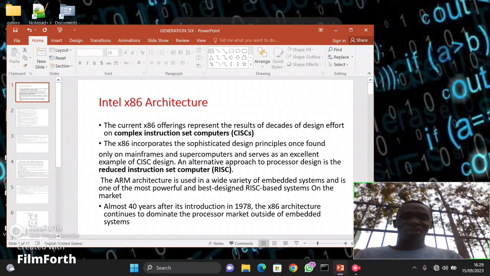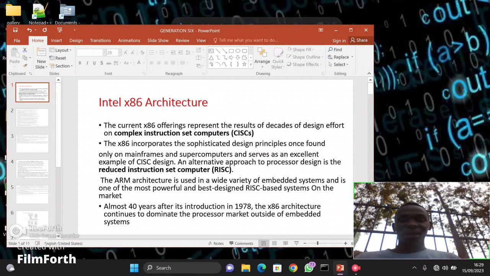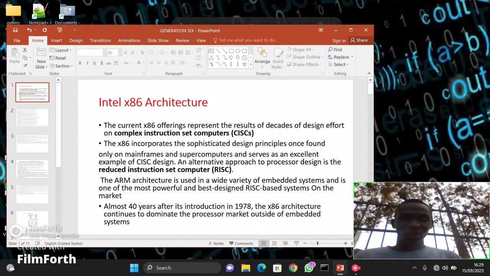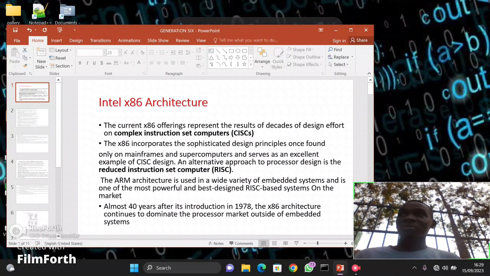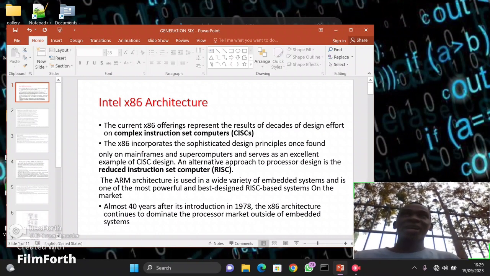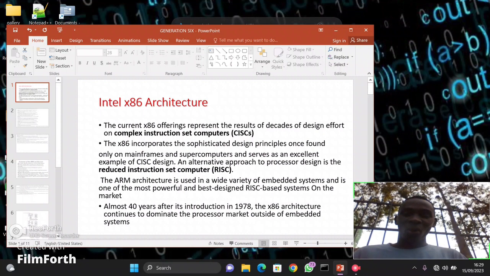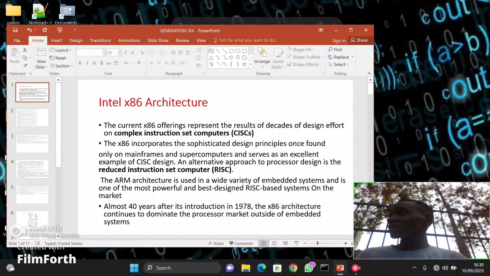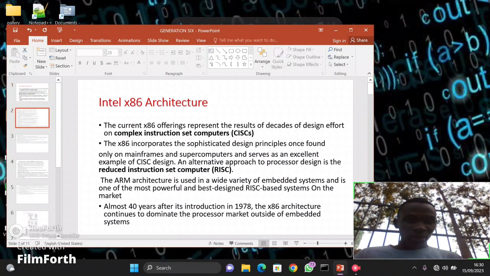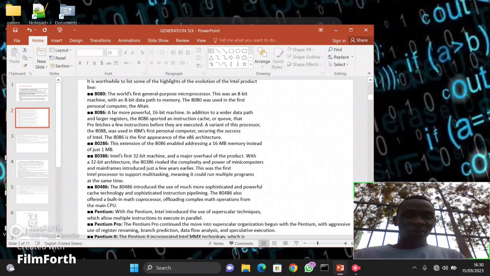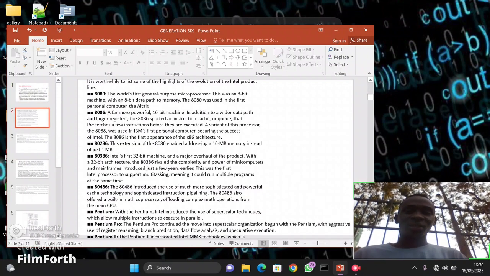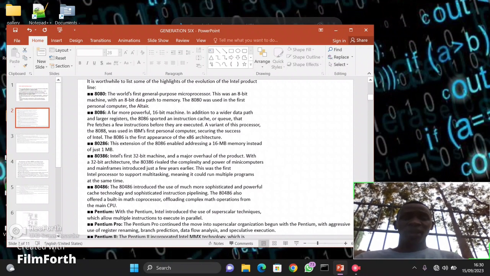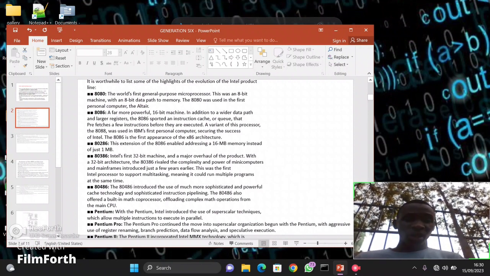Almost 40 years after its introduction in 1978, the architecture of the x86 continues to dominate the processor market outside of embedded systems. You could remember that ARM is mostly for embedded systems, unlike the x86 architecture. We would like to have a look at the highlights of the evolution of the Intel product line.